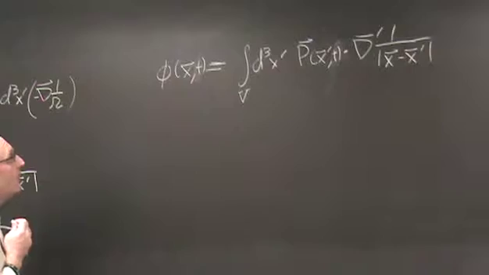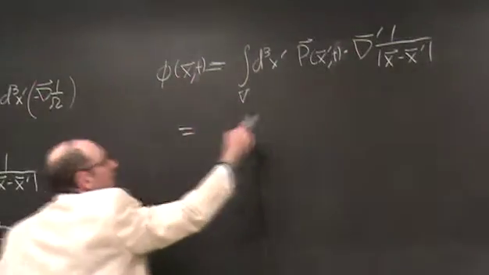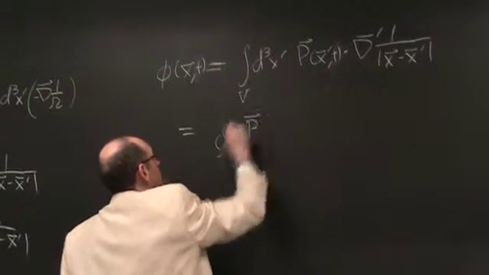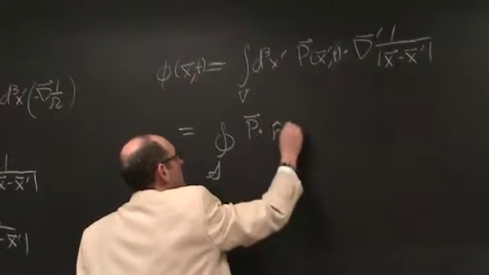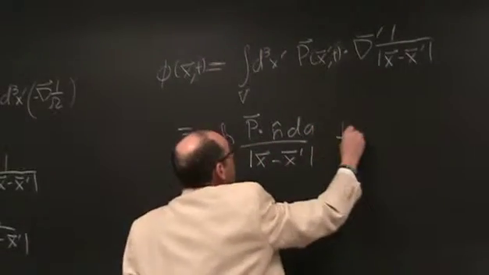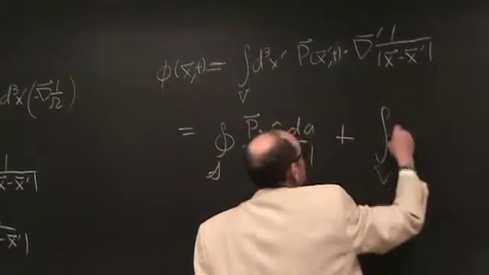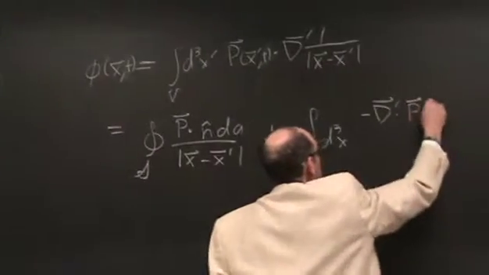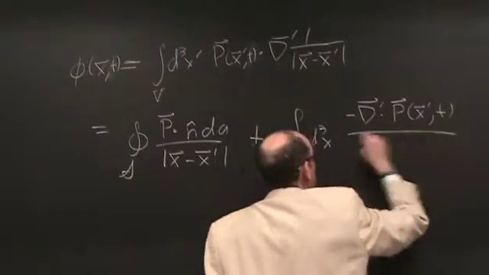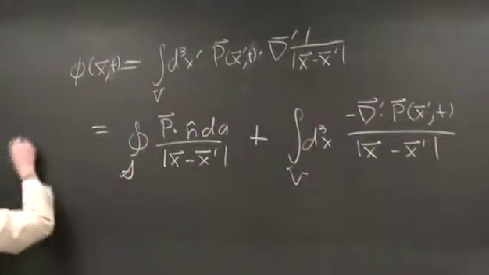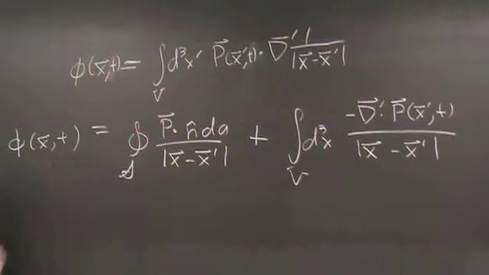So what can we say? So now we're going to do integration by parts, and so I get the surface term. And then I get the term where I put the derivative on the other side. So what can we say about this?